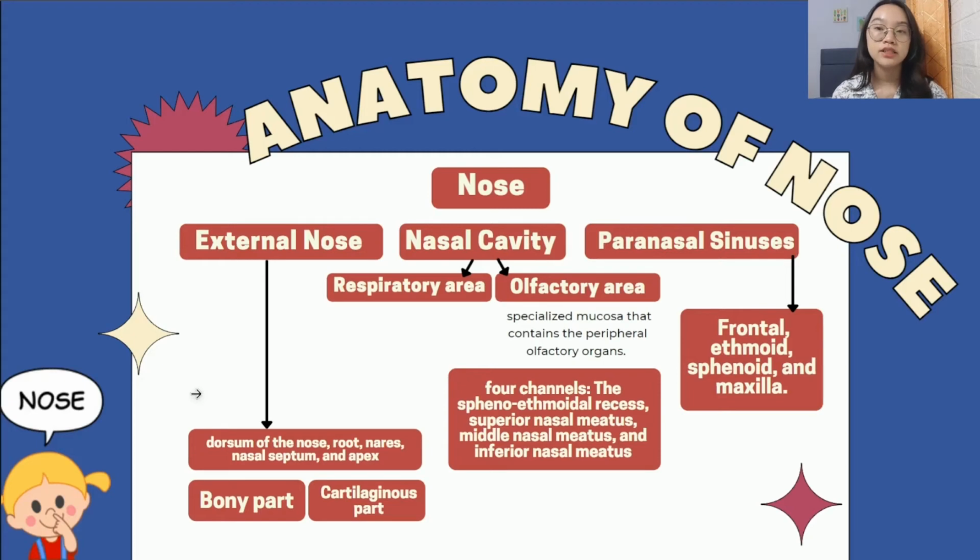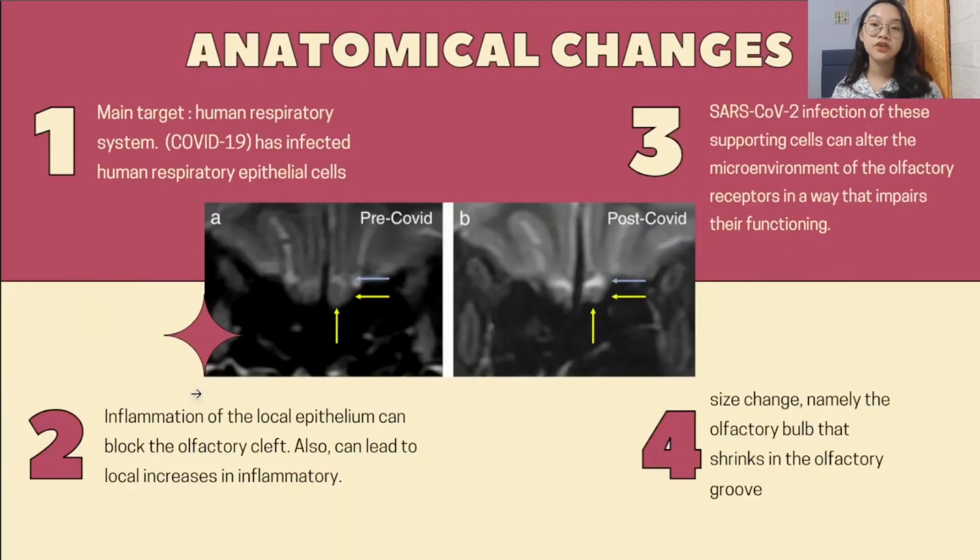The nasal concha divides the nasal cavity into 4 channels: the sphenoethmoidal recess, superior, middle, and inferior nasal meatus. The paranasal sinuses are frontal, ethmoid, sphenoid, and maxilla. The main target of the coronavirus is the human respiratory system.